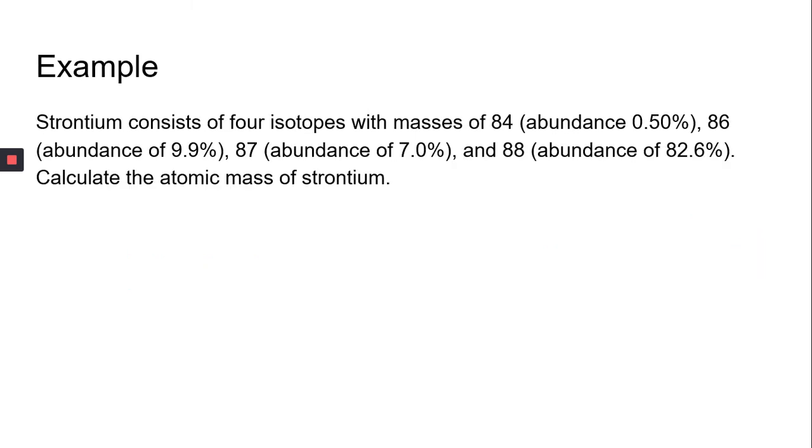So strontium consists of 4 isotopes with a mass of 84, 86, 87, and 88. Calculate the atomic mass of strontium. So notice that the mass 88 has the highest percentage. So when we calculate this average mass, it should have an average closer to 88 than 84. So we're going to do the same process. We're going to take our mass and we're going to multiply it by the percent.